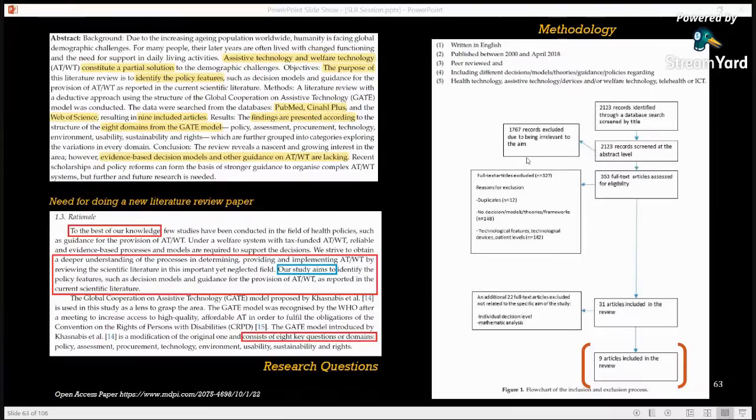Here they have shown the methodology, similar to the Prisma approach, a flowchart of how they have conducted their research or designed their research. Some eligibility criteria are mentioned here. The paper should be written in English, should be published between 2000 and 2018, should be peer reviewed, and so on.